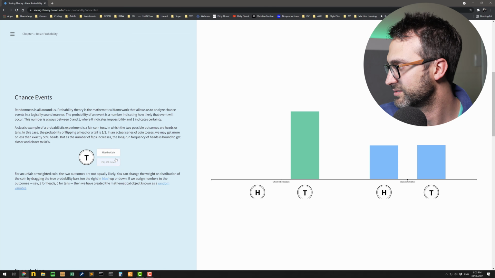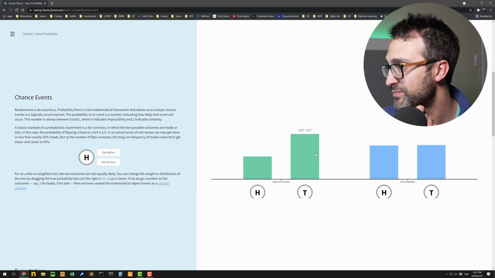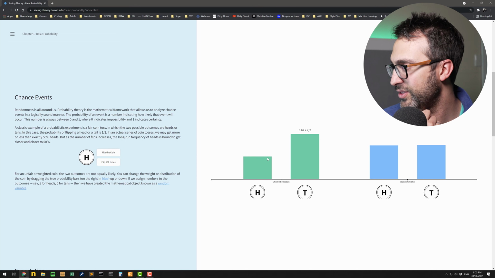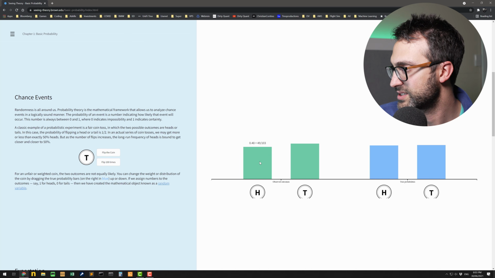If I flip it again, all right, came out tails. Flip it again. Came out head. So I had 2 tails, 1 head, a third, 2 thirds. Let's flip it 100 times. It's starting to stabilize. Another 100 times. Let's keep jamming it. Starting to approach 50-50.